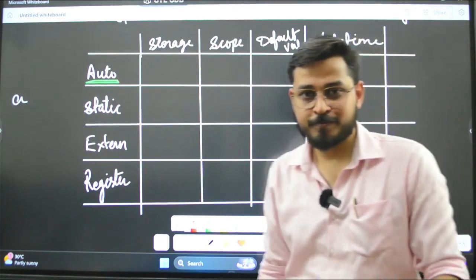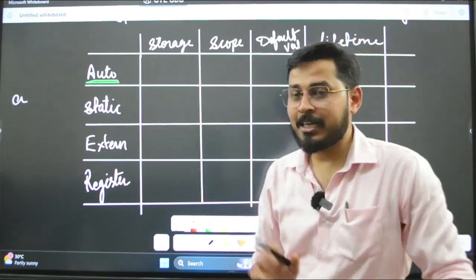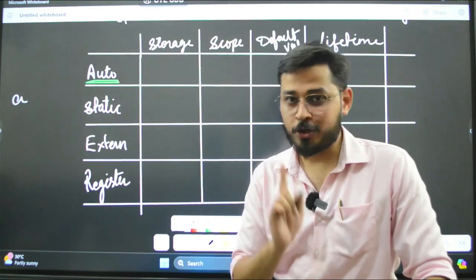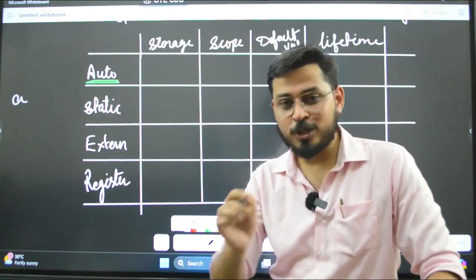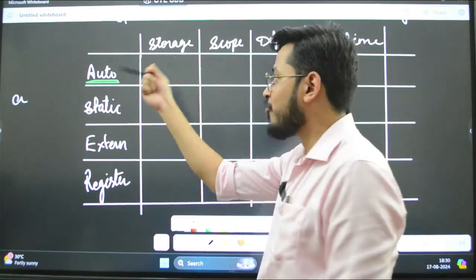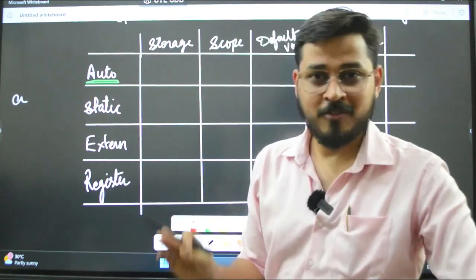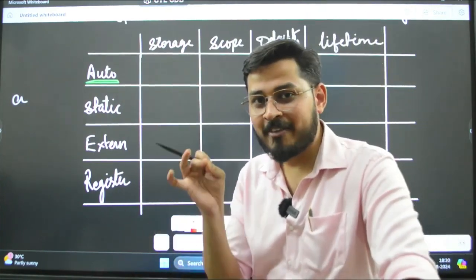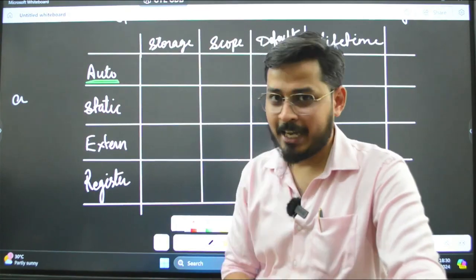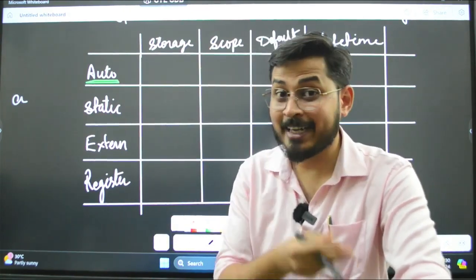Next, let us start with our first type, auto. As I told you, when we have not written anything before the data type of a variable, it automatically becomes auto.